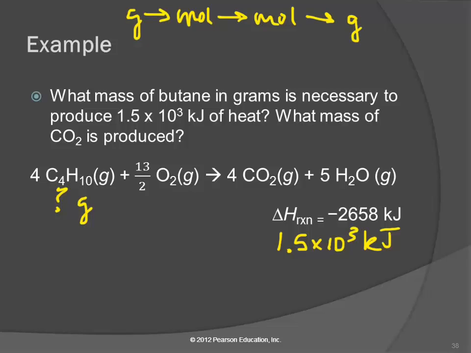Well, this time we're ending up at grams, right? They're asking how many grams. We're ending up there. But are we starting with grams? No, we're starting with something else. We're starting with kilojoules. Can we convert kilojoules into moles of something? Yes, because we know that there are 2,658 kilojoules of energy released for every 4 moles of butane that burn. So we can convert kilojoules to moles.